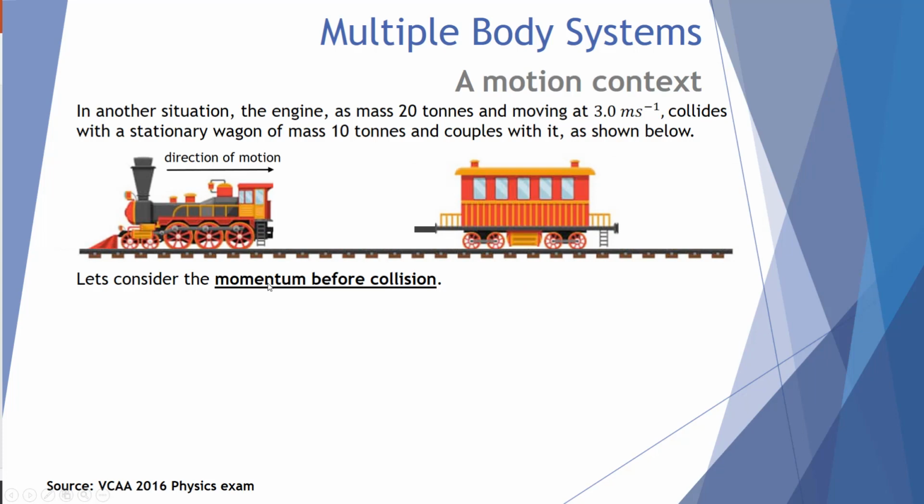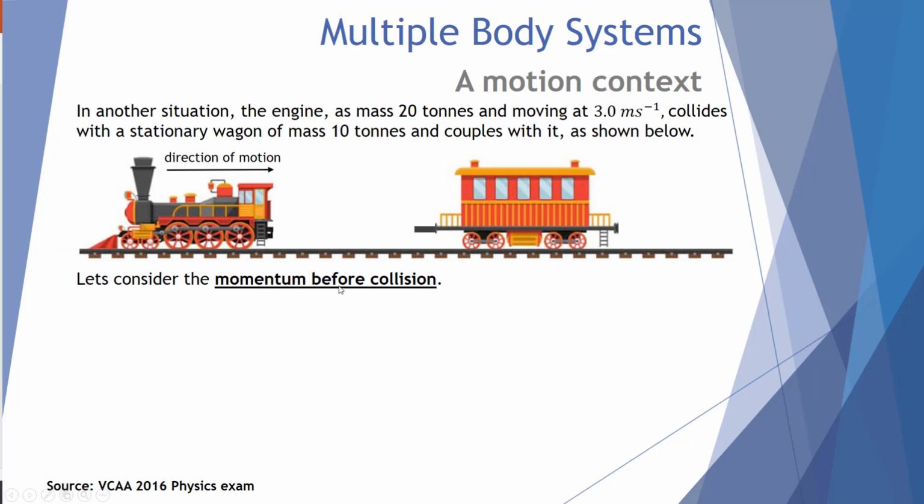So let's look at this in a momentum scenario. Whenever we're given masses and velocities, you should start thinking momentum as a first option. Now we know in a system like this, where we're just looking at an engine and a wagon, in what we call an isolated system, we're not worried about other objects in the system, the momentum is going to be conserved. So let's have a look.